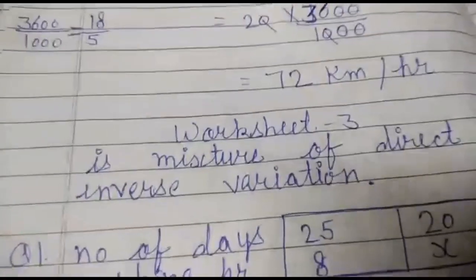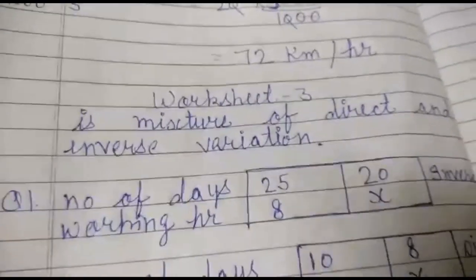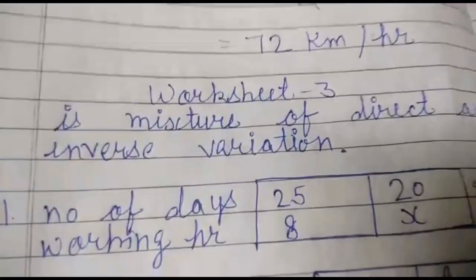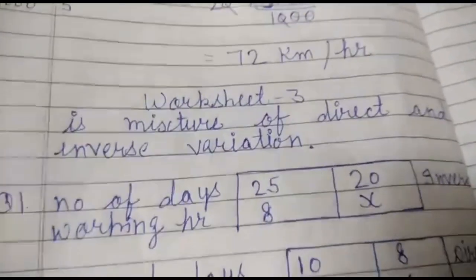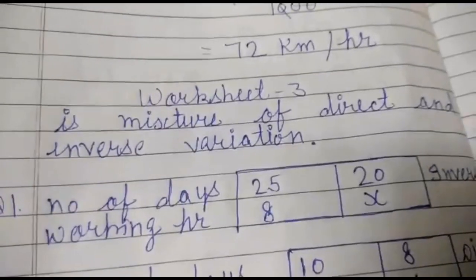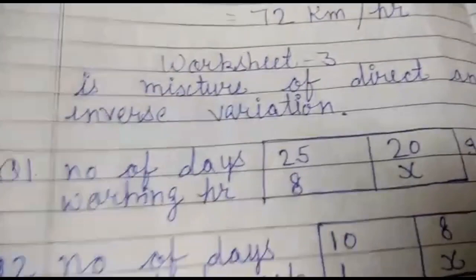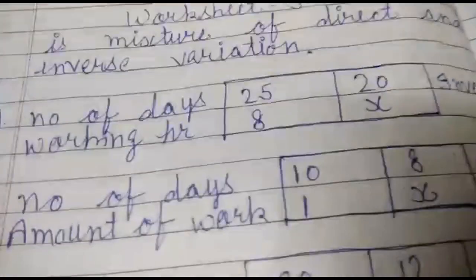Now come to worksheet 3. As I will tell you, it is a mixture of direct and inverse variation. As you solved worksheet 1 of direct variation and worksheet 2 of inverse variation. But here you have to recognize from the statement whether the question is of direct or inverse.